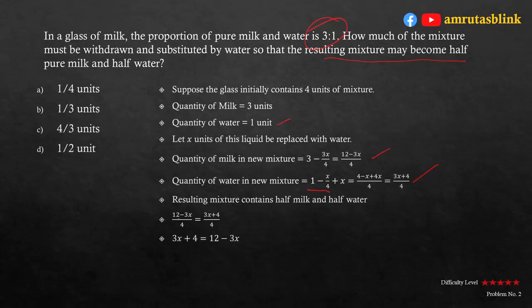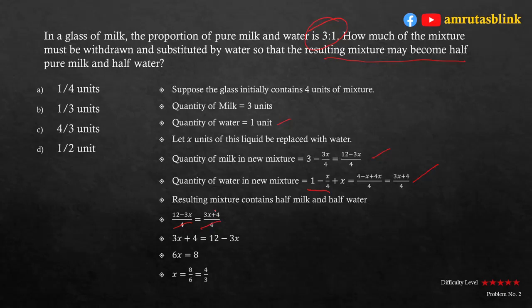Now we can cancel the denominator as it's the same. So 12 minus 3x is equal to 3x plus 4. I have just reversed LHS and RHS. So 3x plus 4 is equal to 12 minus 3x. 3x plus 3x, that is 6x, is equal to 12 minus 4, that is 8. 6x is equal to 8, and hence x is equal to 8 upon 6, that is 4 upon 3.